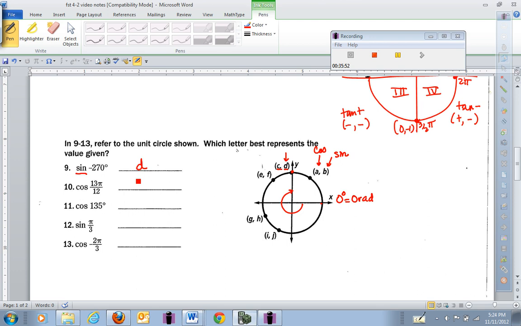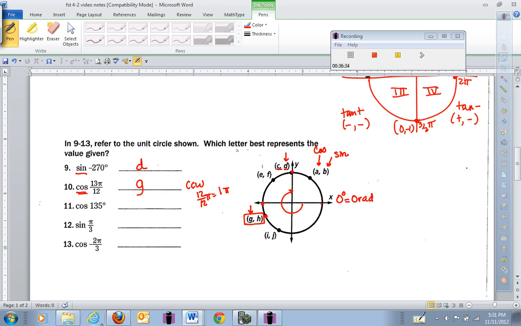Okay, how about 13/12 pi? Well, first of all, you know you're going to go counterclockwise because it's positive. 12/12 pi is 1 pi, isn't it? Which is right over here. I go 1 pi in this direction. If I want to go a little bit past 1 pi in the counterclockwise direction, I'm going to wind up at this ordered pair G comma H, aren't I? I want the cosine component. The cosine component would be letter G. And the first component of the ordered pair is cosine. They go in alphabetical order.